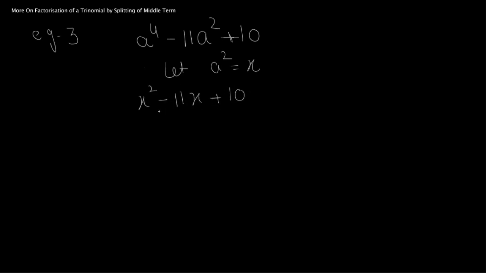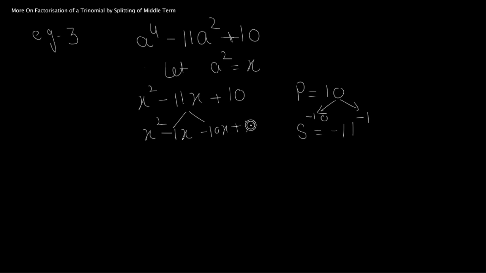Now this is our quadratic trinomial. Again, the product in this case is going to be 10 and the sum is going to be minus 11. The factors of 10 are minus 10 and minus 1. Let's split minus 11x into minus 1x minus 10x, and write x square and plus 10 together.